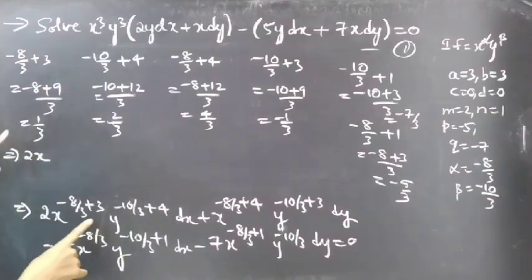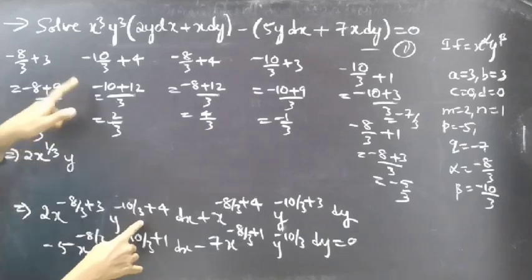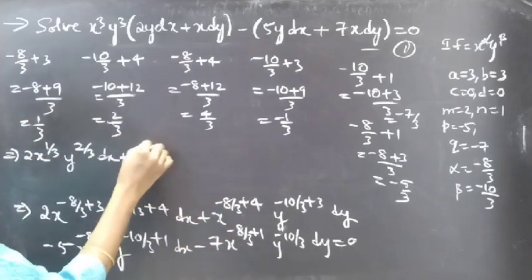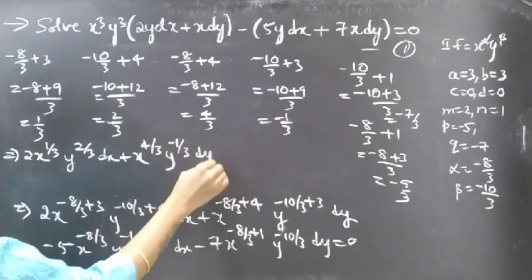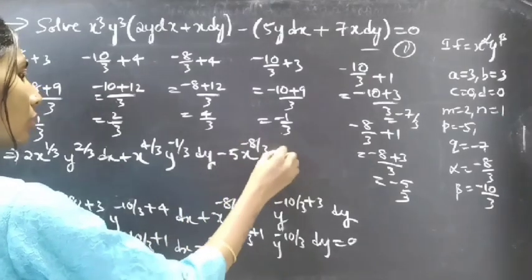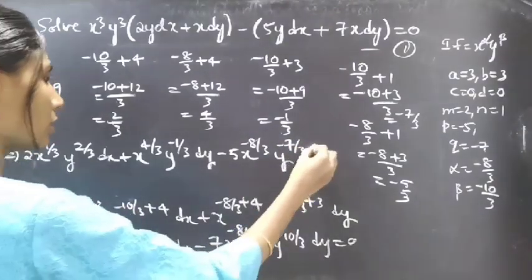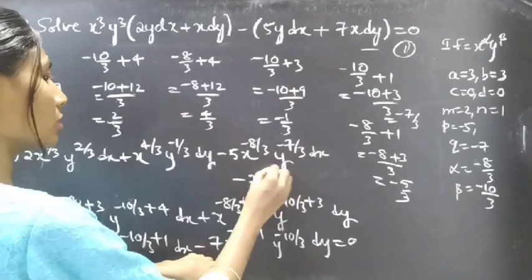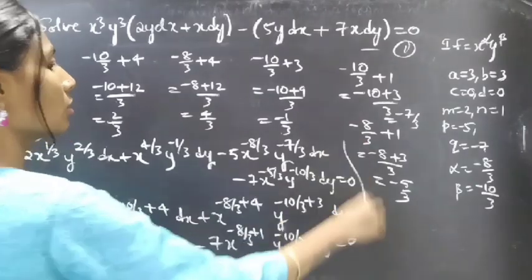2 into x power minus 8 by 3 plus 3 by 3, which is 1 by 3, into y power minus 10 by 3 plus 4, 2 by 3, into dx, plus x power minus 8 by 3 plus 4 is x power 4 by 3, y power minus 10 by 3 plus 3 is minus 1 by 3, into dy, minus 5 into x power minus 8 by 3, y power minus 10 by 3 plus 1 gives minus 7 by 3, into dx, right, minus 7 x power minus 8 by 3 plus 1 is minus 5 by 3, into y power minus 10 by 3, into dy equal to 0.